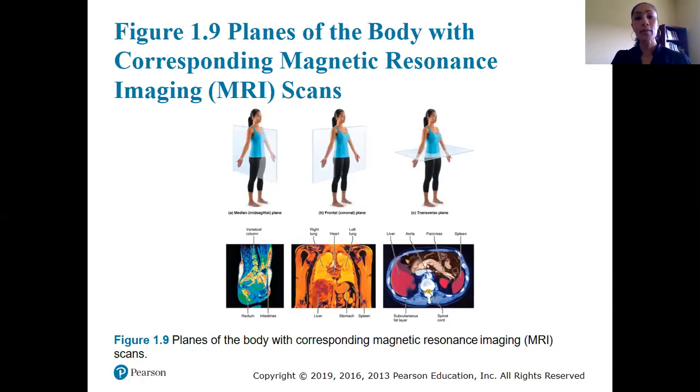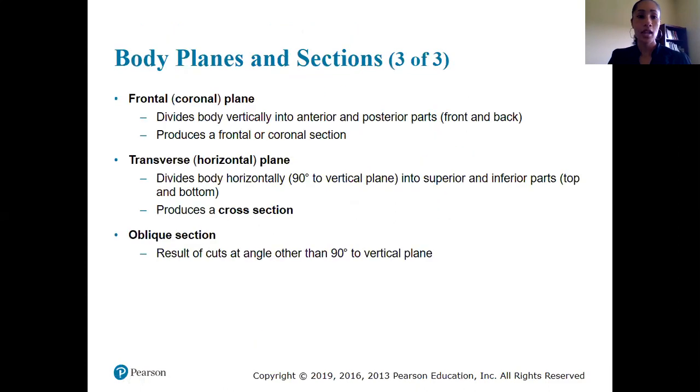So all 3 of these body planes allow us to use our technology to get a 3D view of the body. So we can see the body represented this way, and also this way, and really view our organs in their 3D form.